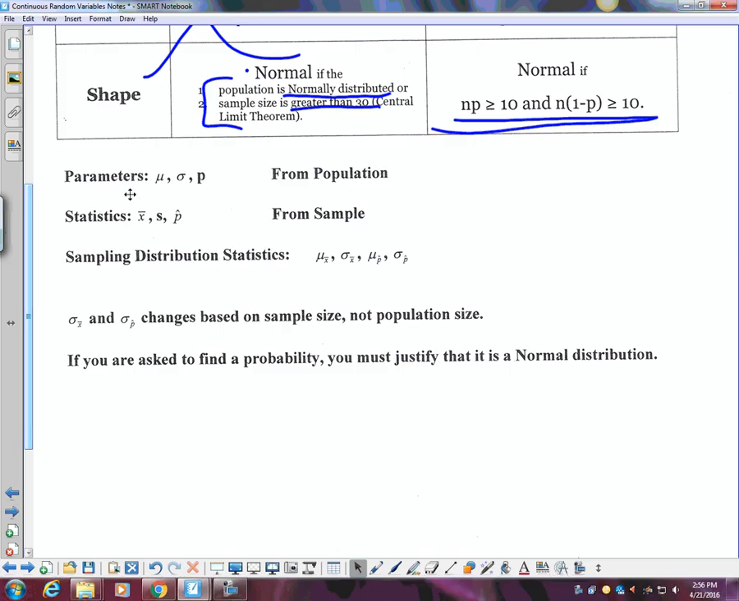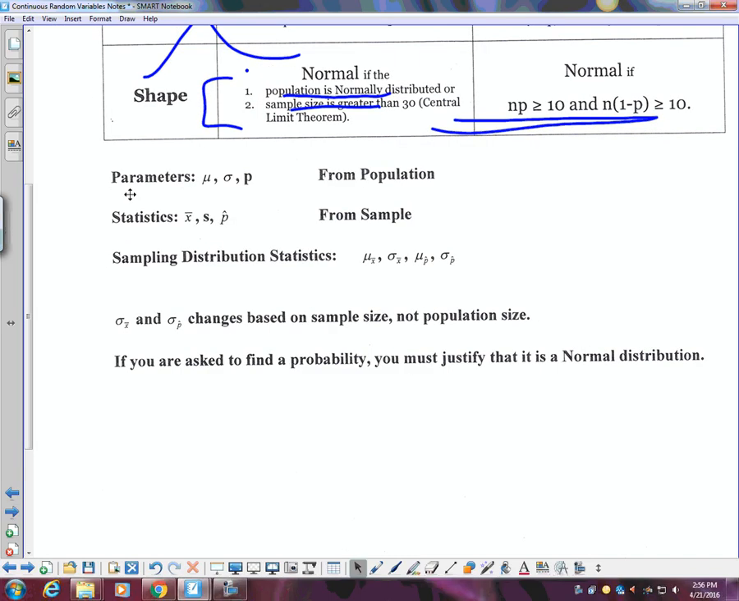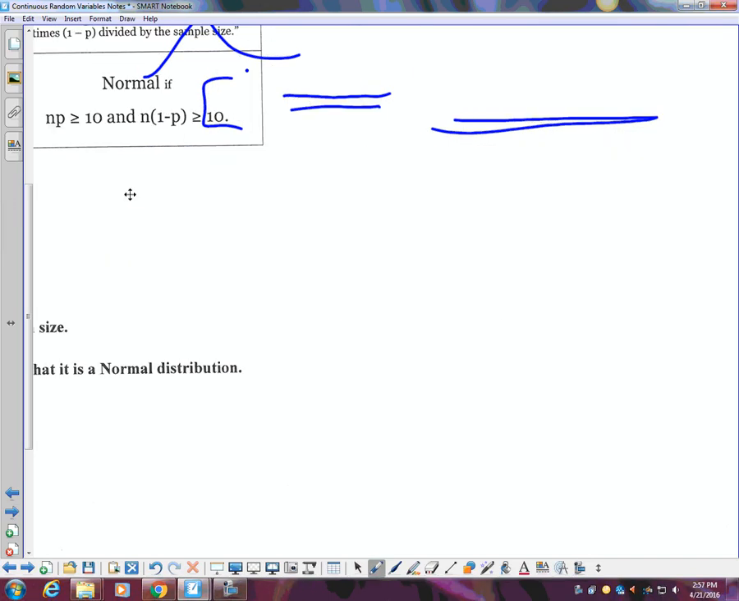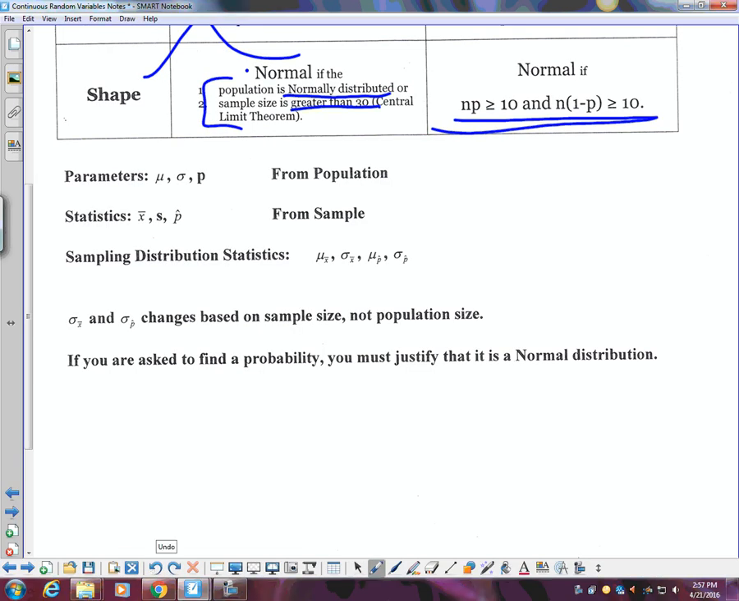Parameters, statistics. Oh, hold on. Let's try that again. There we go. Okay. Parameters, statistics. There's your sampling. See your sub numbers.